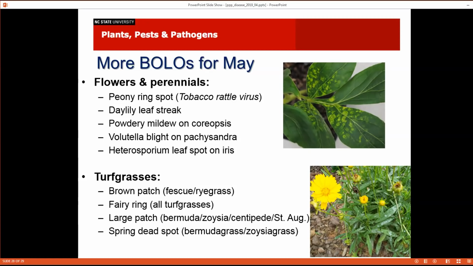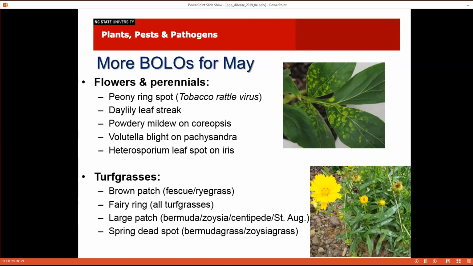Daylily leaf streak coming down from the tip and moving down the center of the leaf. Powdery mildew on Coreopsis, lower right picture. Volutella blight on Pachysandra, and Heterosporium leaf spot on Iris. These are all things that you may be seeing in the coming month or so.